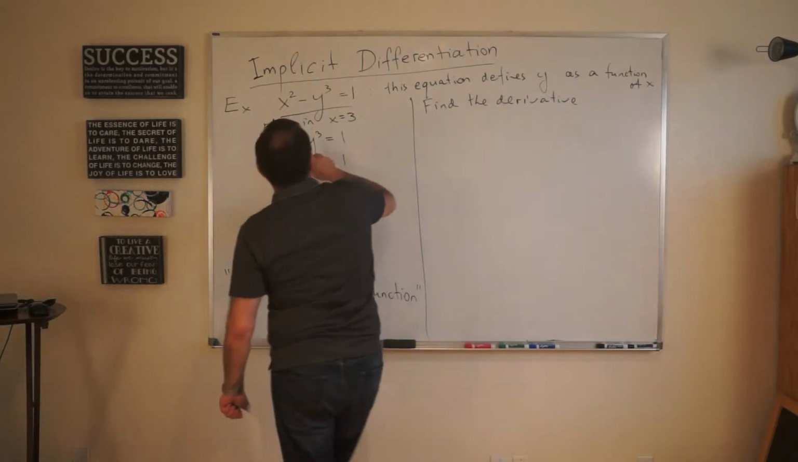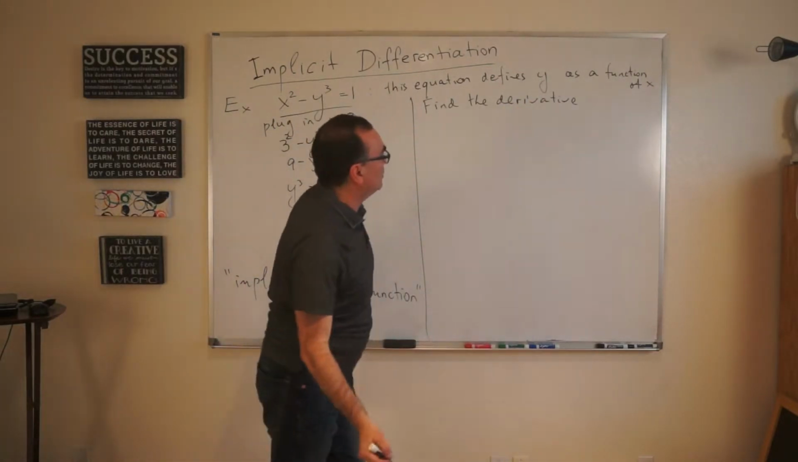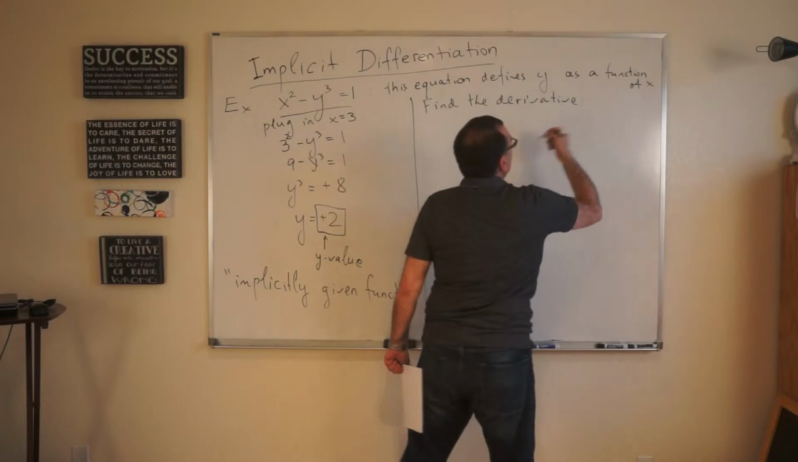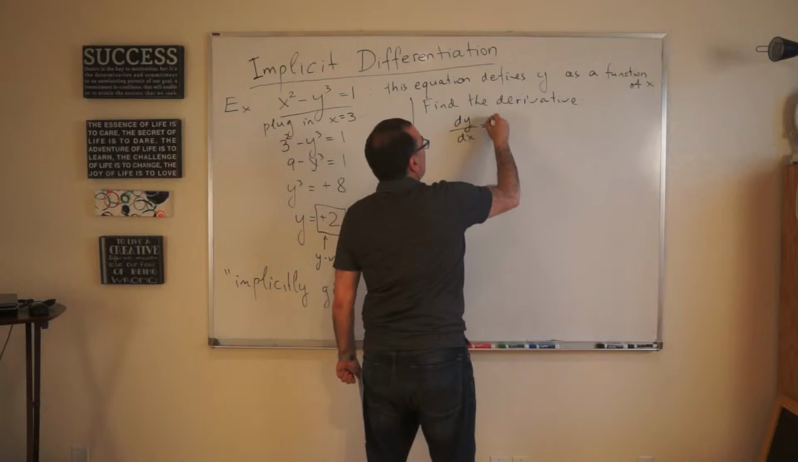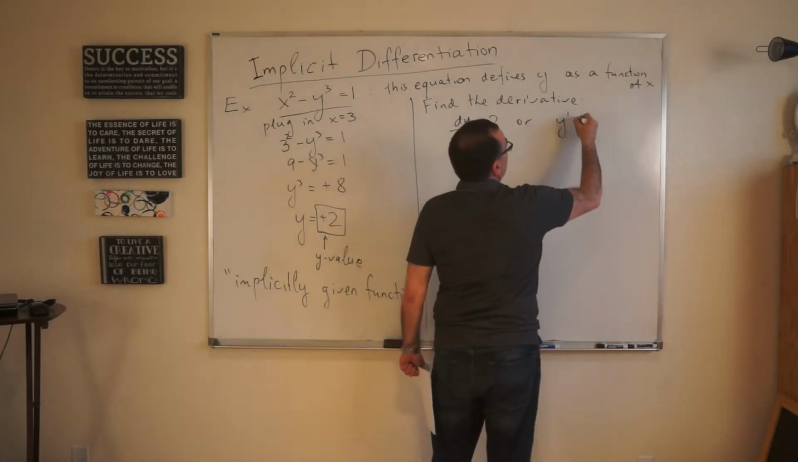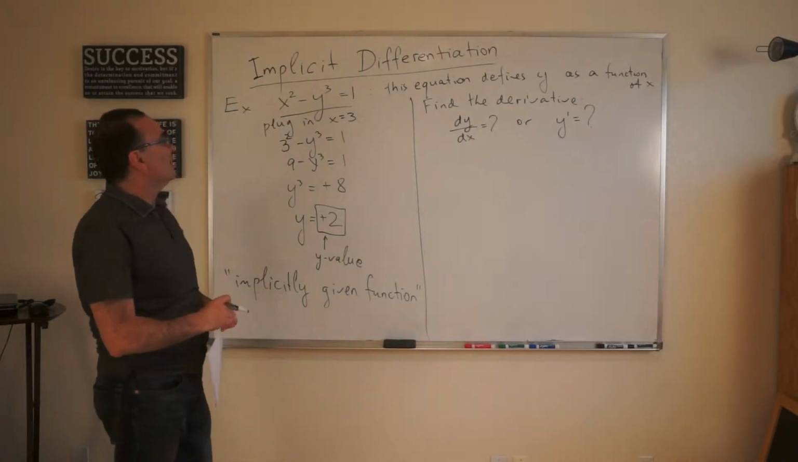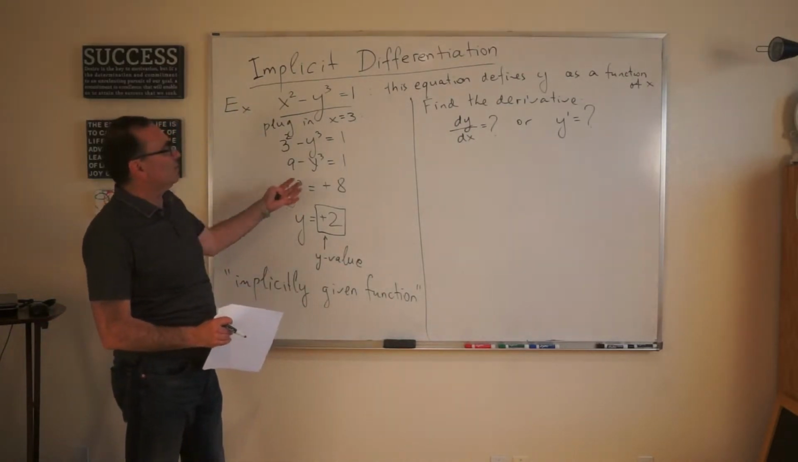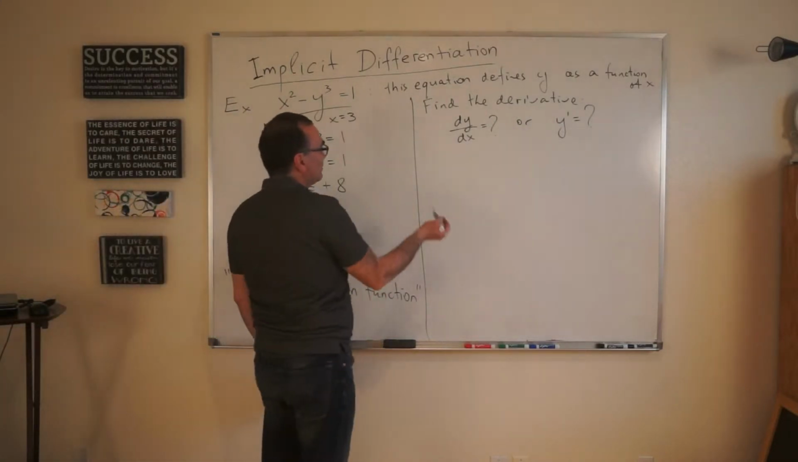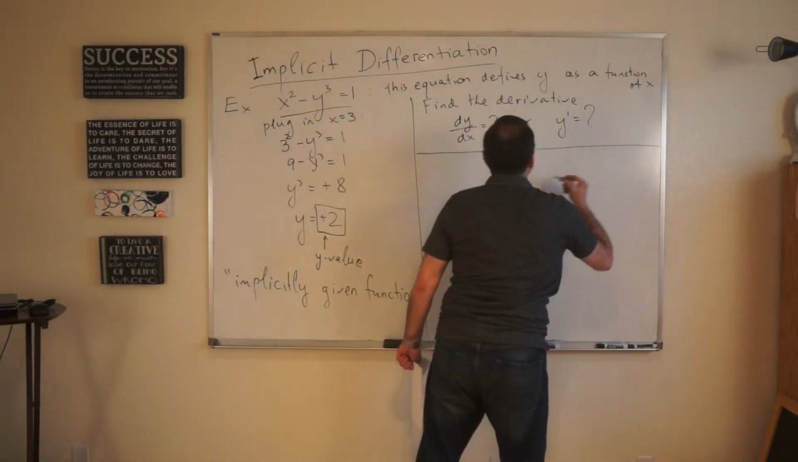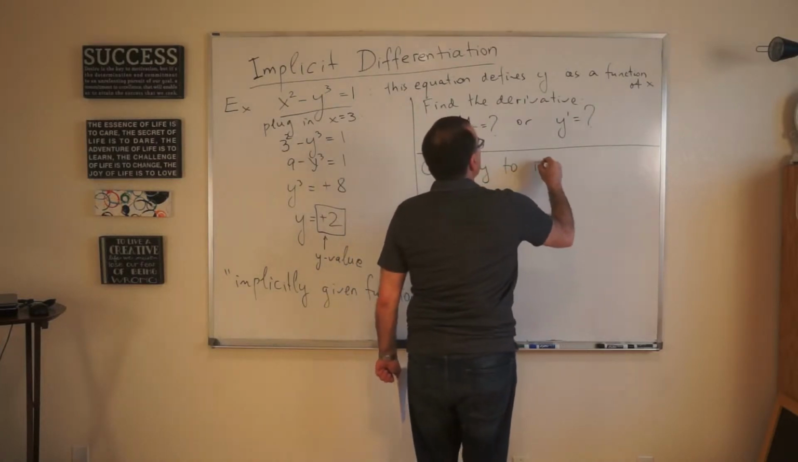Since the letter y actually defines a function, the proper notation for the derivative will be dy over dx, or a simpler notation, just y prime. So how can we find the derivative for such a function? Well, one thing we can do is to express this function as an explicit function, which means try to isolate y.